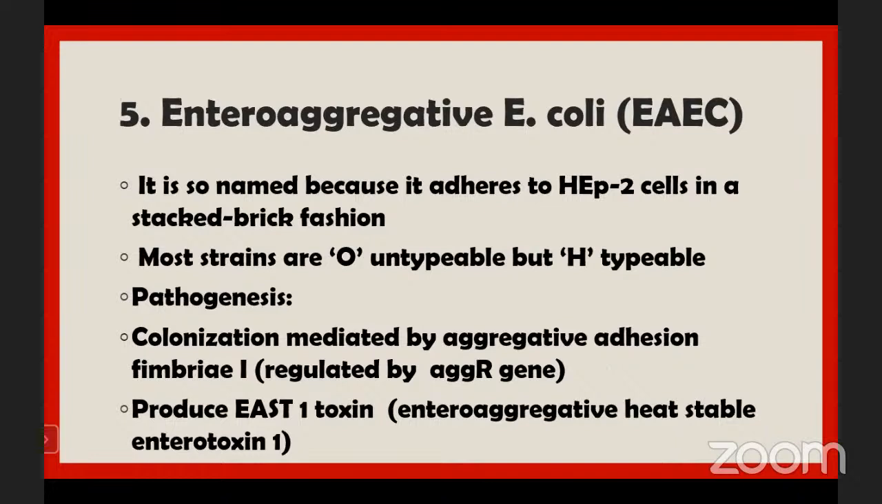Next one is the Enteroaggregative E. coli. It is named because it adheres to HEp-2 cells in a stacked brick fashion. Most strains are O untypeable but H typeable. Pathogenesis: colonization is mediated by aggregative adherence fimbria 1 and it is regulated by the AggR gene. It produces EAST1 toxin, enteroaggregative heat-stable enterotoxin 1.